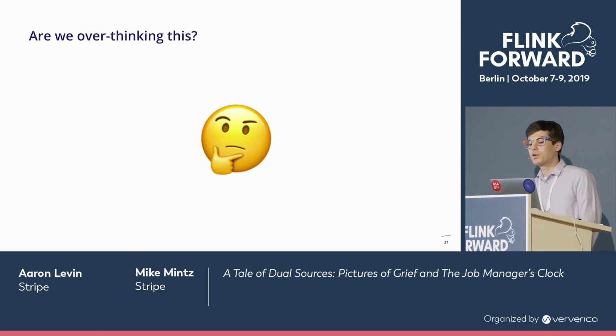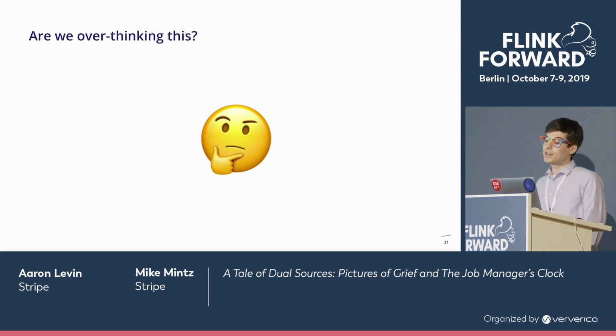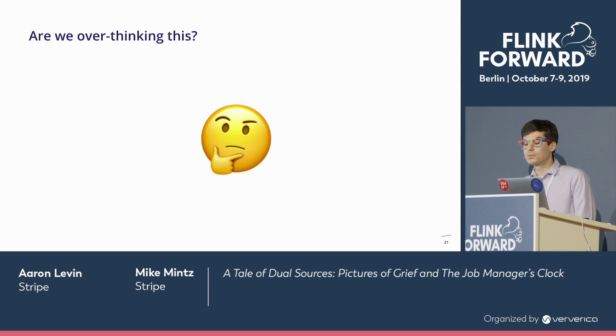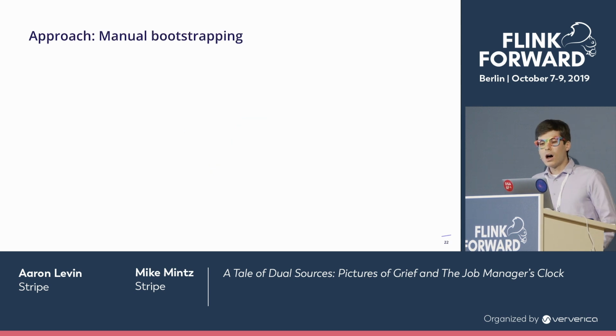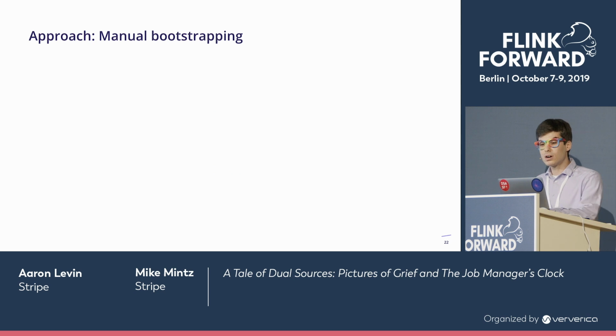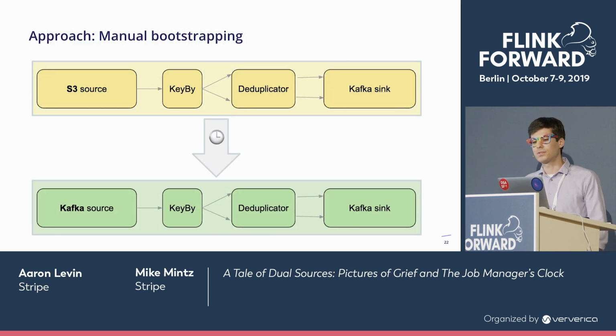So maybe we're making this too complicated. We just want to read from S3 first, and then Kafka afterwards. Rather than getting all fancy with unions and watermarks, could we just run 2 separate Flink jobs, one to bootstrap from S3, followed by a second one to continue from Kafka? On the surface, this idea seems pretty straightforward. We'd start with one version of our job using the S3 source, and when it finishes, we'd start another version of the job that's identical, except we'd use a Kafka source instead.